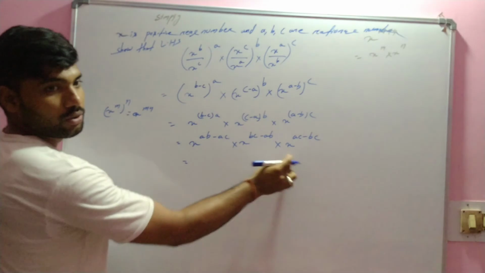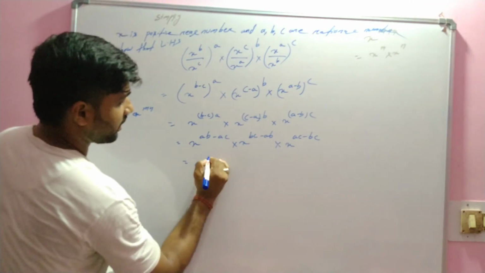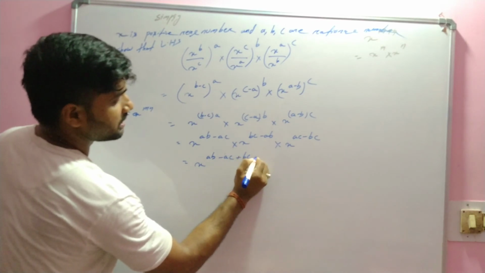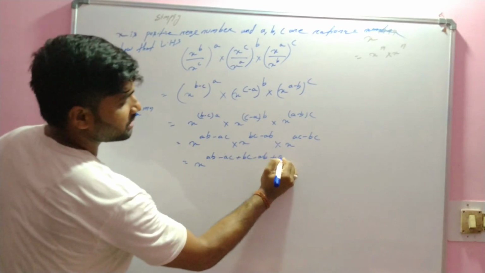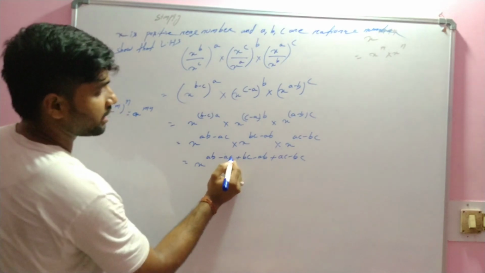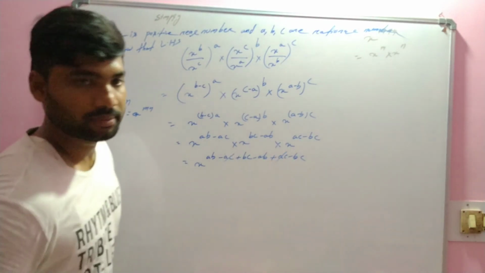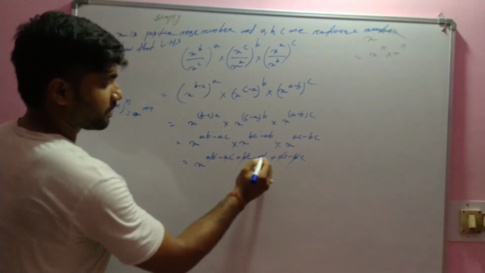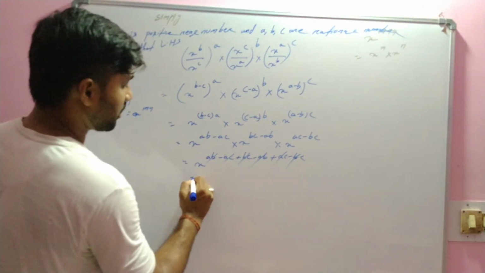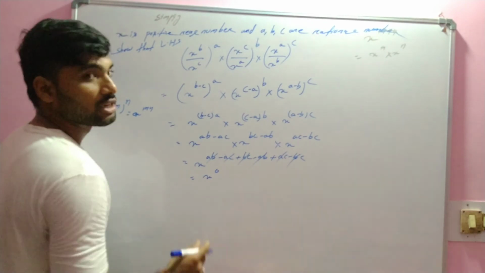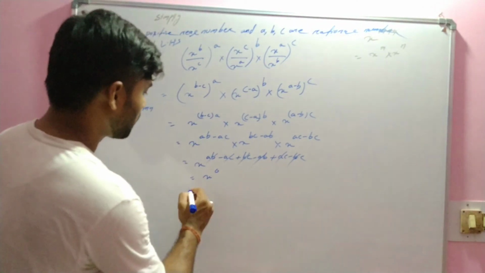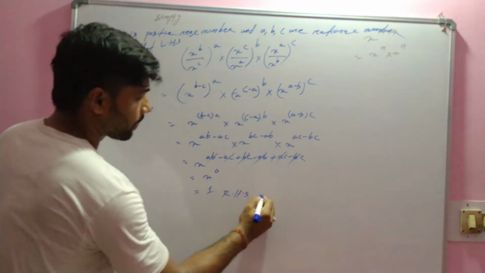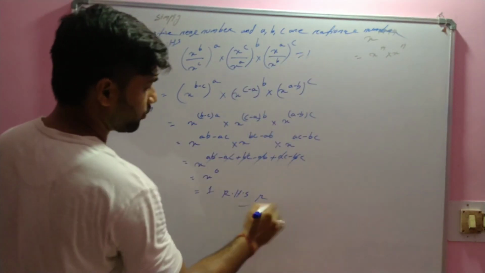Same base with different powers. So x to the power a minus ab minus sc plus bc minus ab plus sc minus bc. Look at it. Minus sc plus sc cancel. Plus bc minus bc cancel. Plus ab minus ab cancel. Its value is x to the power 0. X to the power 0 means how much? 1. Hence proved. The question given is equal to 1, so you have proved it.